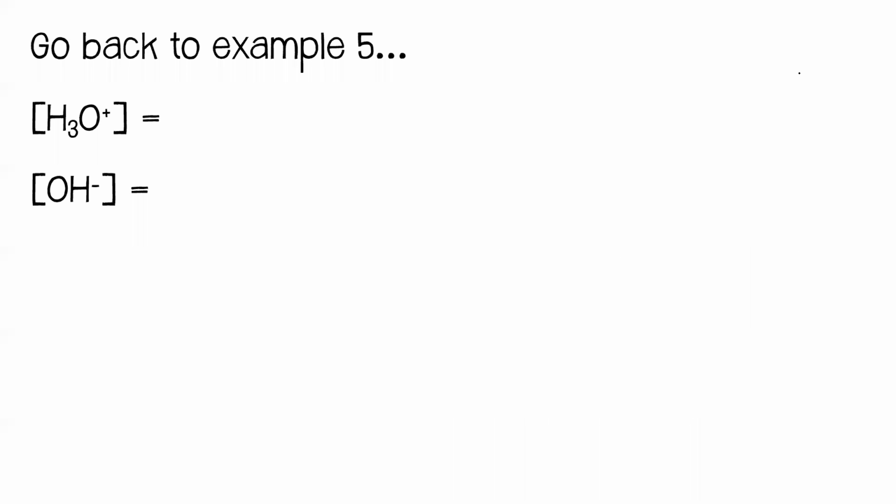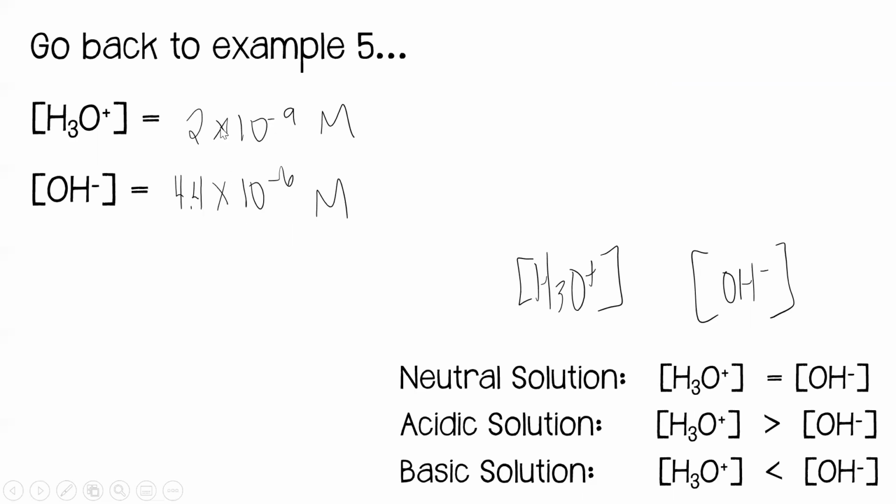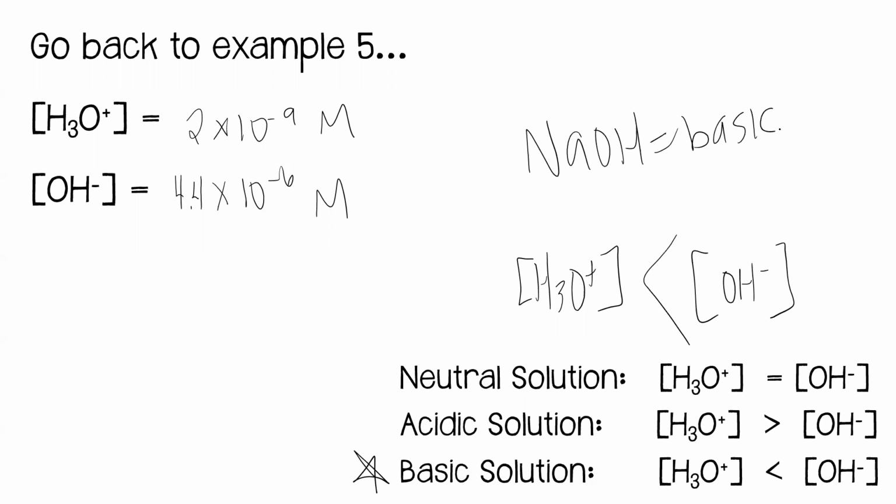Okay, last one. Try this one. Okay, so here are my hydronium and my hydroxide ion concentrations. To the negative 9, to the negative 6. Hydroxide is bigger, so we think it's a basic solution. Going back and looking at the substance, NaOH, it is basic. So we have verified that our concept, our numbers, our understanding makes sense.